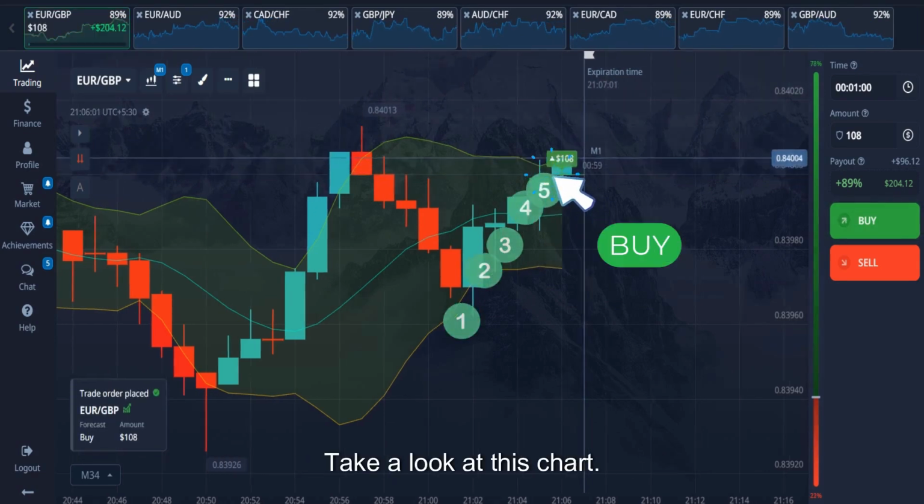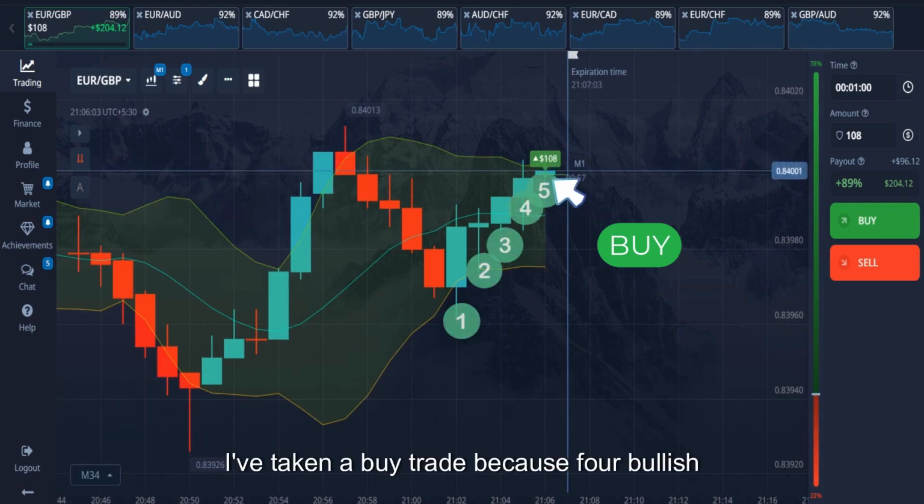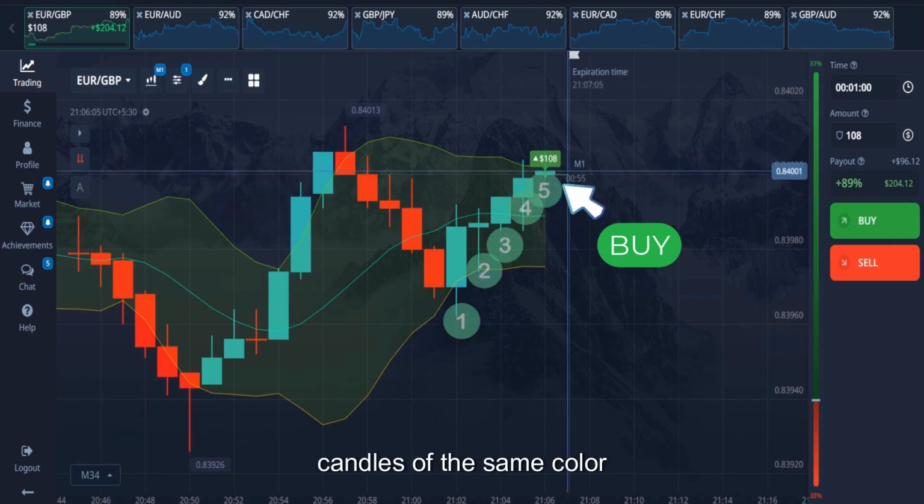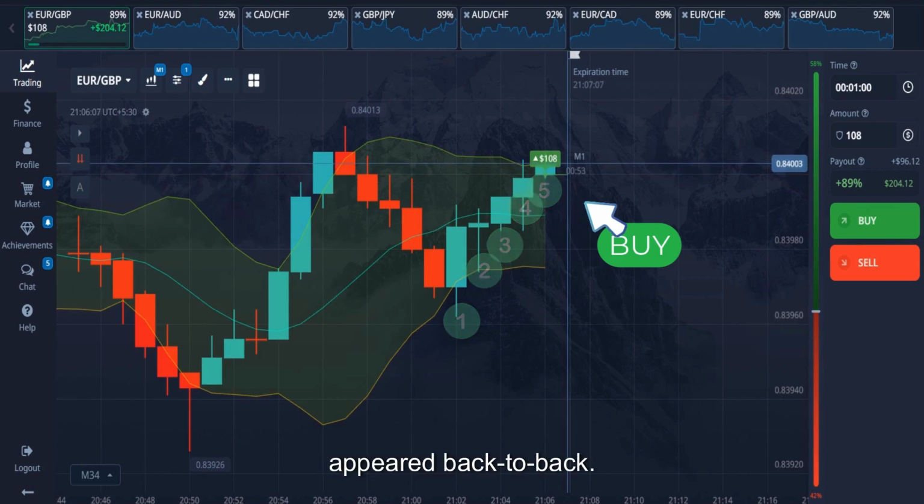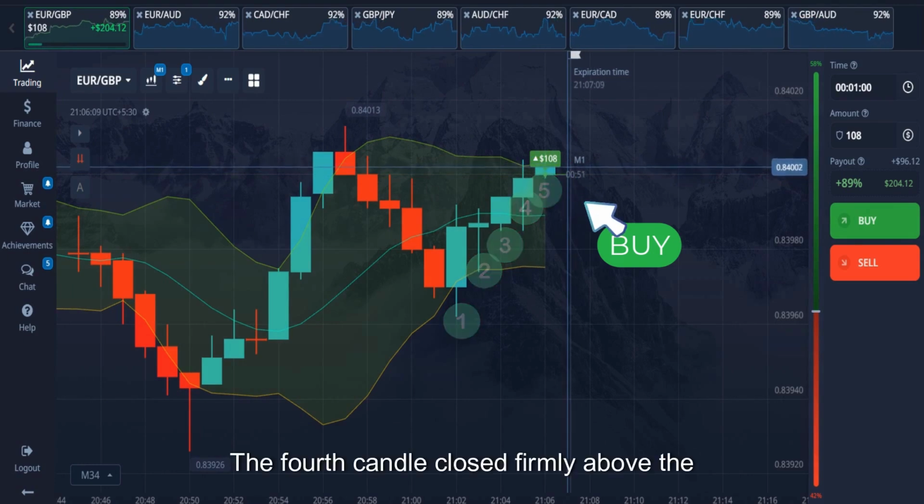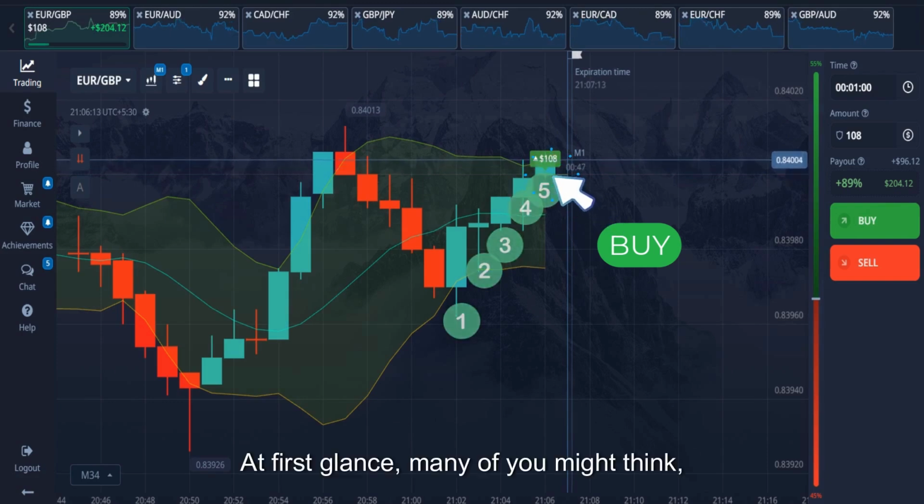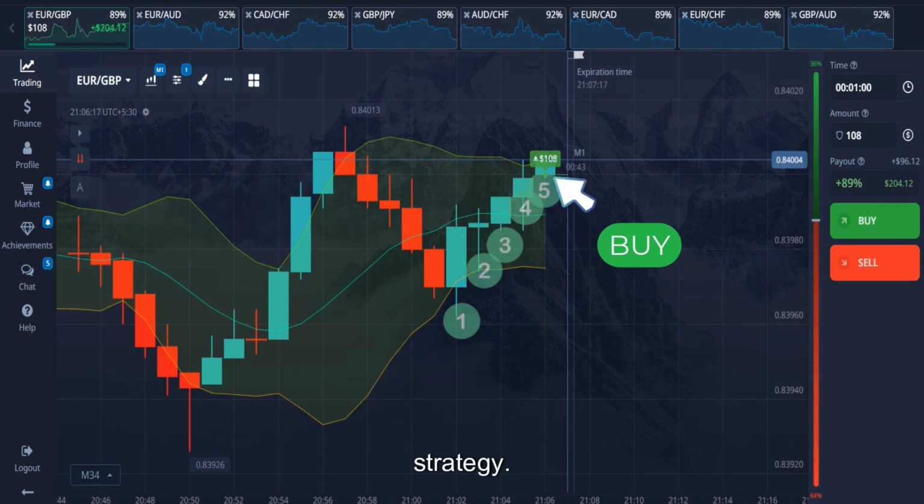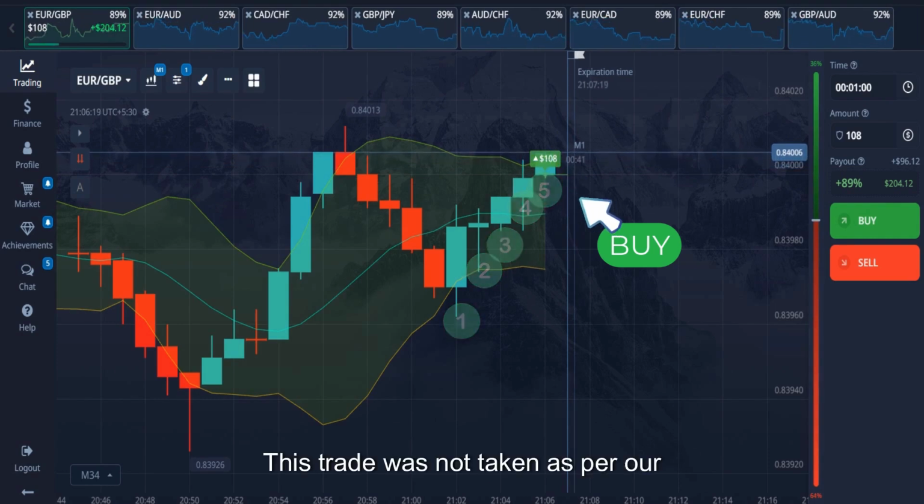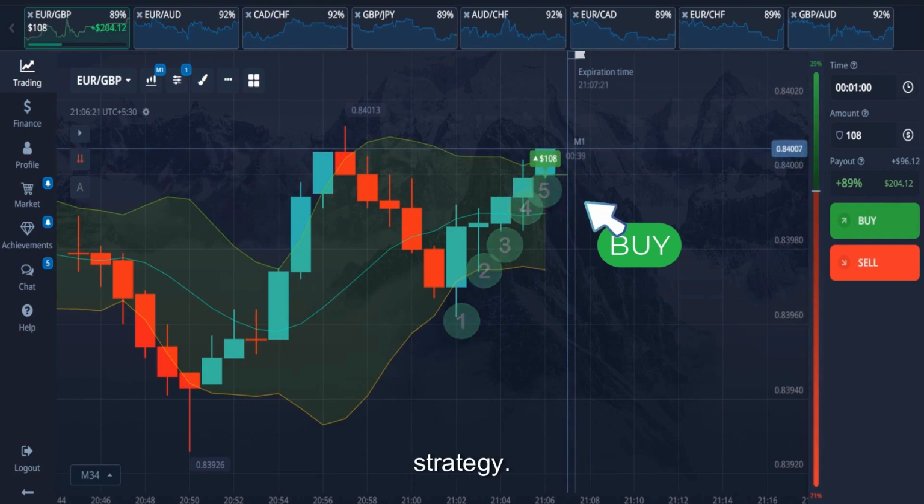Take a look at this chart. Here, I've taken a buy trade because 4 bullish candles of the same color appeared back to back. The 4th candle closed firmly above the middle Bollinger Band line. At first glance, many of you might think, this is a perfect setup according to our strategy. But no, friends, this trade was not taken as per our strategy.